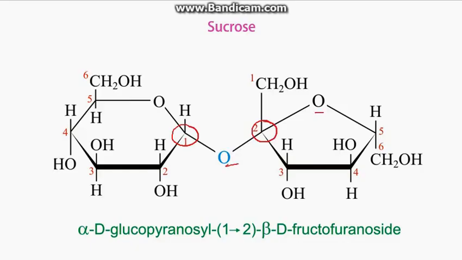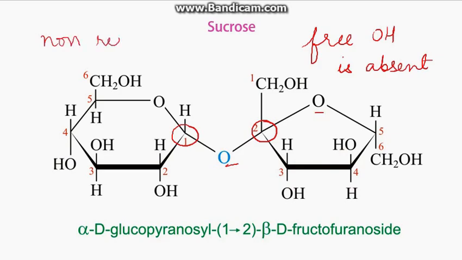You agree with that? Now, if you examine the structure of sucrose, both the anomeric carbons are involved in further bond formation. So they don't have a free OH group. So we can say that the free OH group is absent. Due to this, sucrose becomes a non-reducing sugar. This is a very common question asked at the competitive exam level. Sucrose is a non-reducing sugar due to the anomeric carbons being occupied and absence of free OH groups.